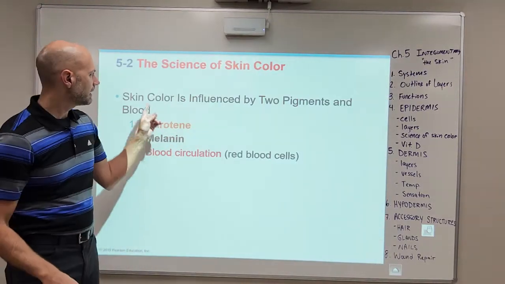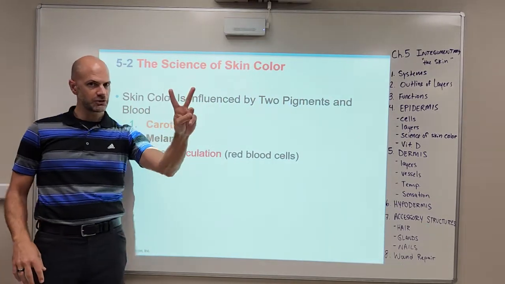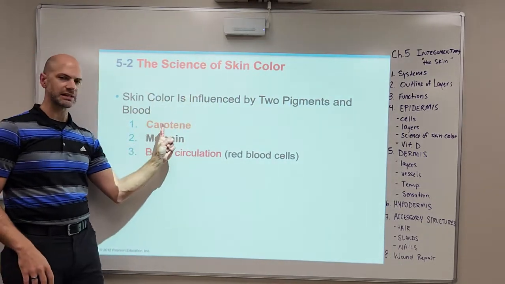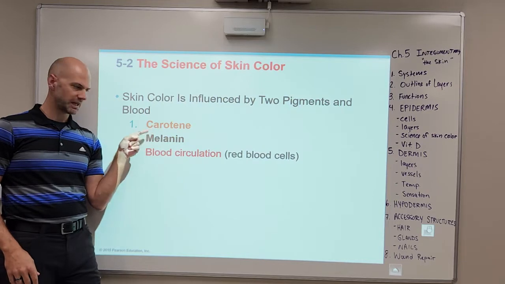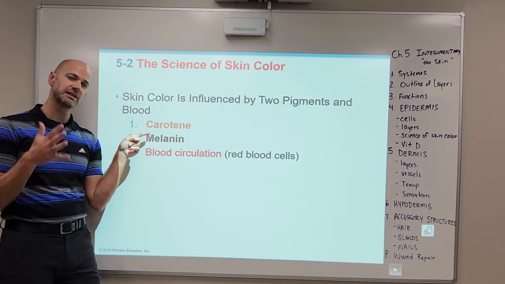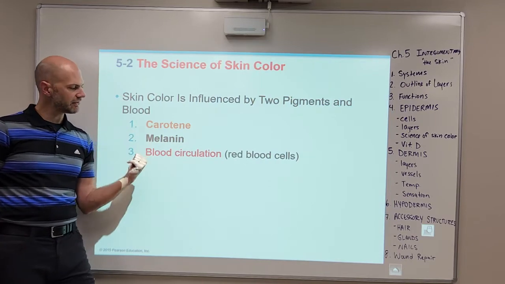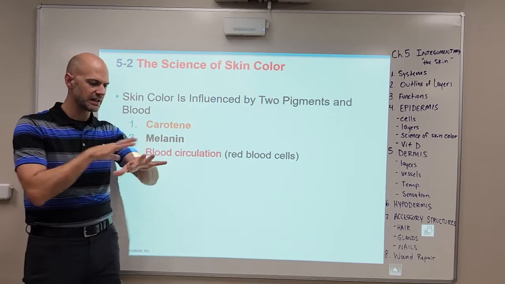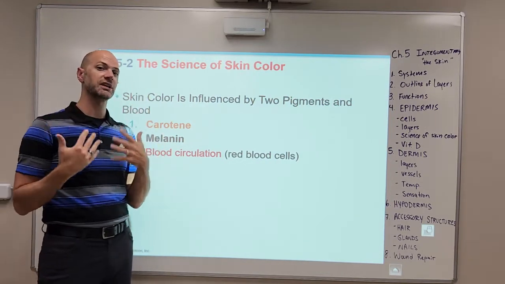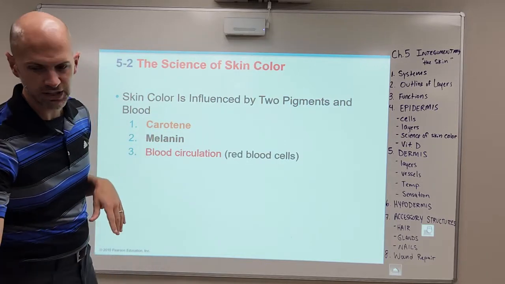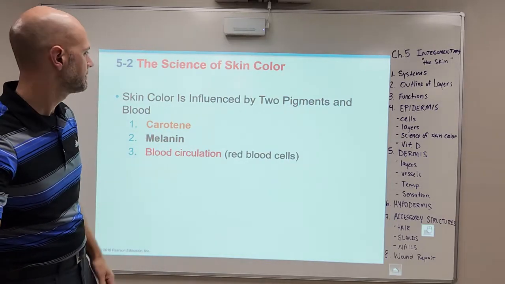Skin color is influenced by primarily two pigments, keratin and melanin. You probably have heard of melanin. Keratin is more of a yellowish orange color pigment. And then of course blood circulation, that is how flushed you look, can also influence the color of your skin, but it's not a pigment.